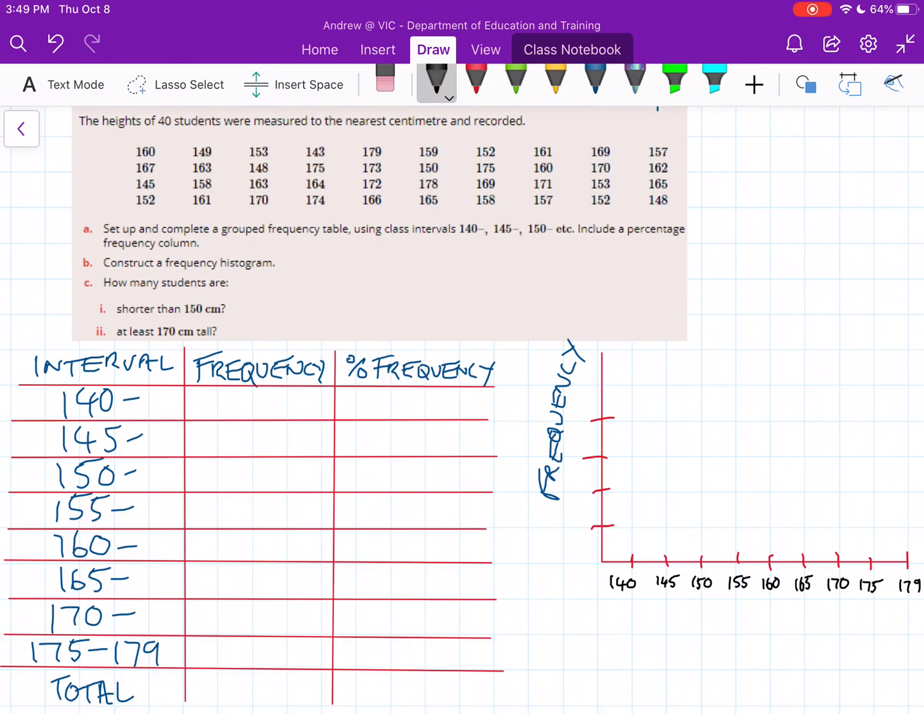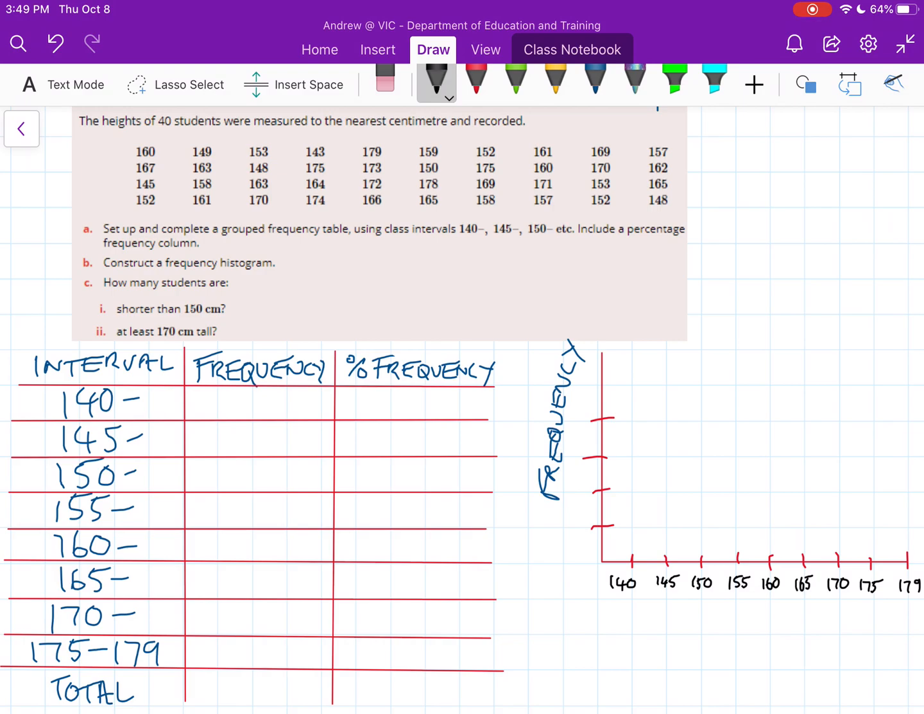G'day everyone, in this video we're going to be looking at how to construct frequency tables and histograms from data. So we've got this question here, and I've done a bit of pre-setting up to save a bit of time of our frequency table and histogram. So I've set these up already.